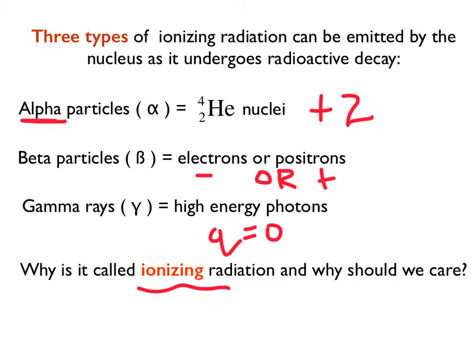It's important to understand that not all radiation is ionizing radiation. So for example, infrared light, radio waves, visible light, they're all forms of radiation. They're electromagnetic radiation, but they are not ionizing. They can't break bonds. They can't cause cancer. Only ionizing radiation can break bonds.